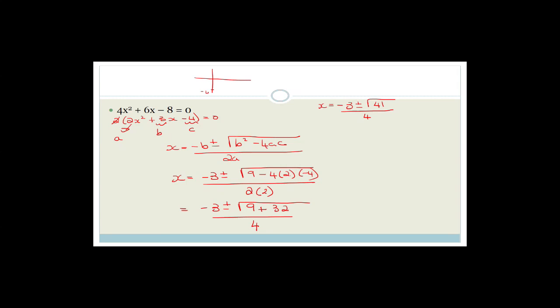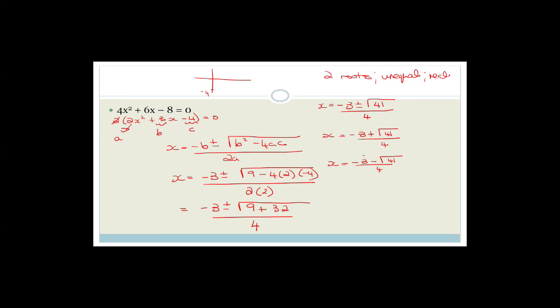It's going through minus 4. And it has two roots. So far we know it's got two roots. They're unequal because one of them is going to be x is equal to minus 3 plus the square root of 41 over 4, and the other one is going to be x is equal to minus 3 minus the square root of 41 over 4. So they're going to be unequal. Because they cut the x-axis, they're going to be real. So that's cool, but are they going to be rational?